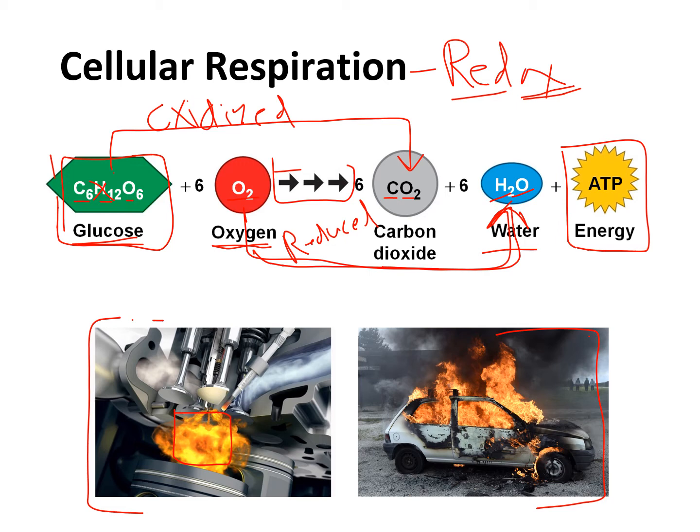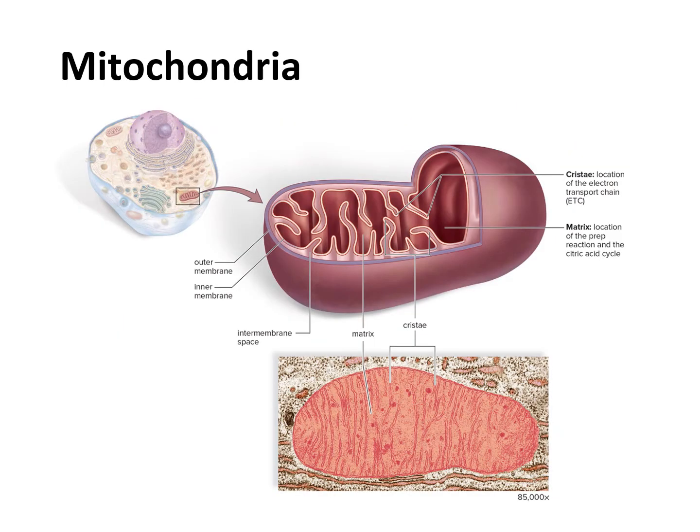Like the car, the cell wants to be able to have control of the energy as it's released, that potential energy from the glucose molecule. So it's going to oxidize the glucose molecule a little bit at a time so that it maintains control over that energy. The mitochondria is considered the powerhouse of the cell, and this is where a lot of the reactions involved in cellular respiration occur.